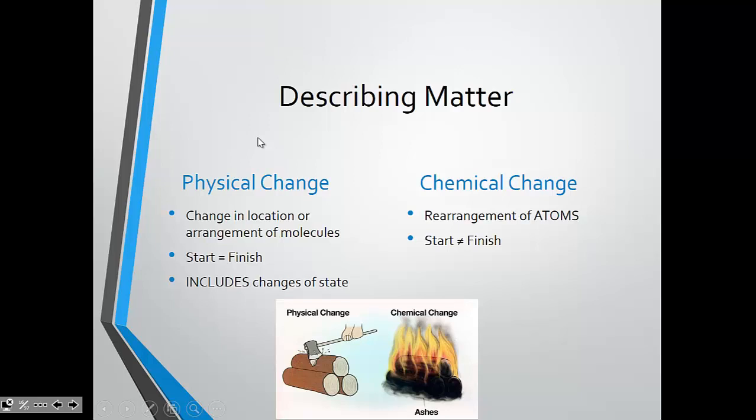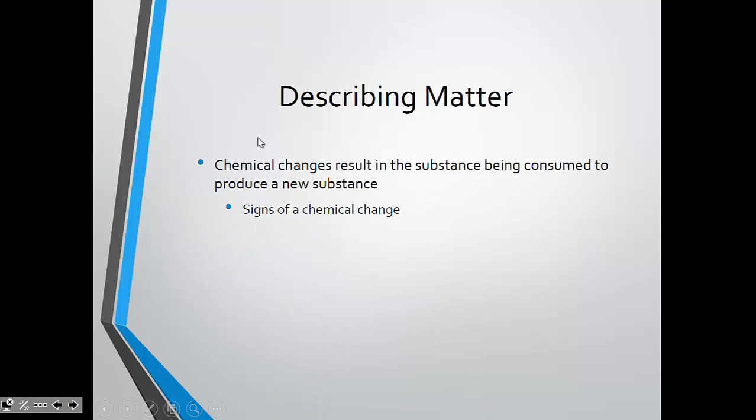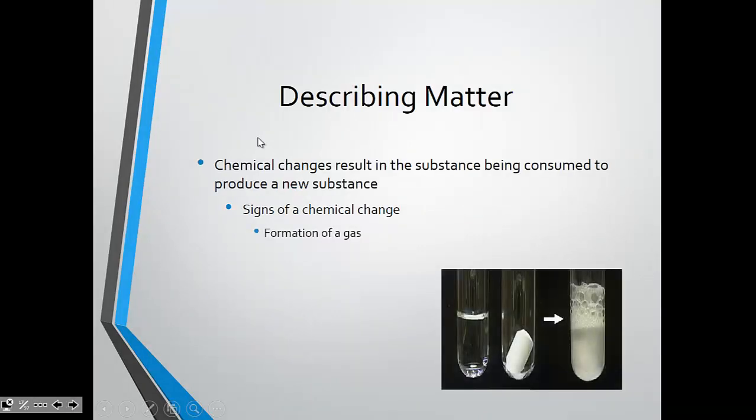Chemical changes cause the atoms to rearrange. So what you start with is different from what you end with. If I burn wood, if I combust it, I end up with ashes. I start with wood, I end with ashes. That is a chemical change. There are 5 signs of a chemical change, which we went over in Unit 1. So remember, the first sign of a chemical change is the formation of a gas or odor.